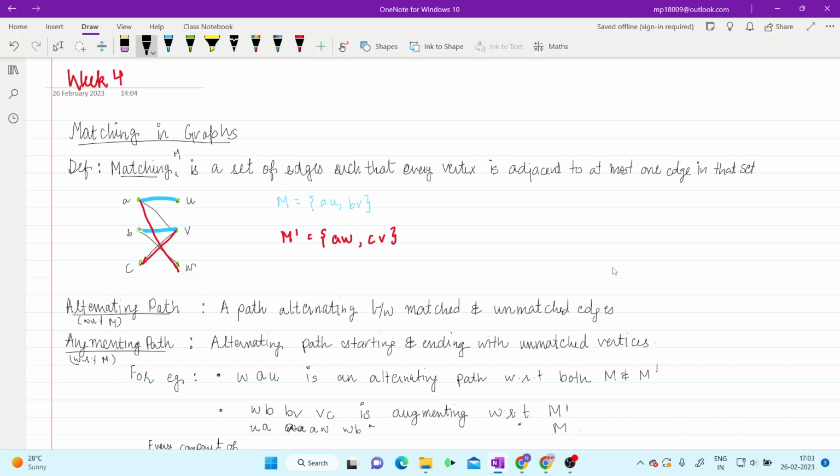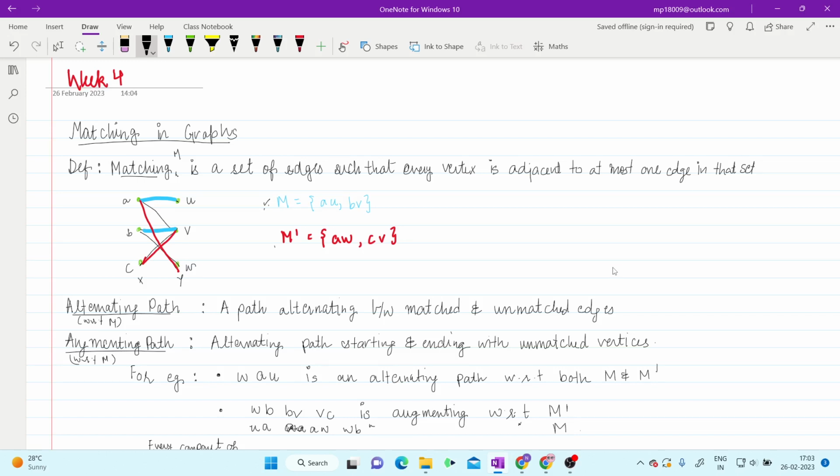at most one edge. Suppose this is the bipartite graph that has been given. Here we can see the edges colored blue and the edges colored red form two different matchings, because in each of them, if we take M, we see no vertex is attached to two edges. So we see that M and M dash are matchings. So this is what a matching is.